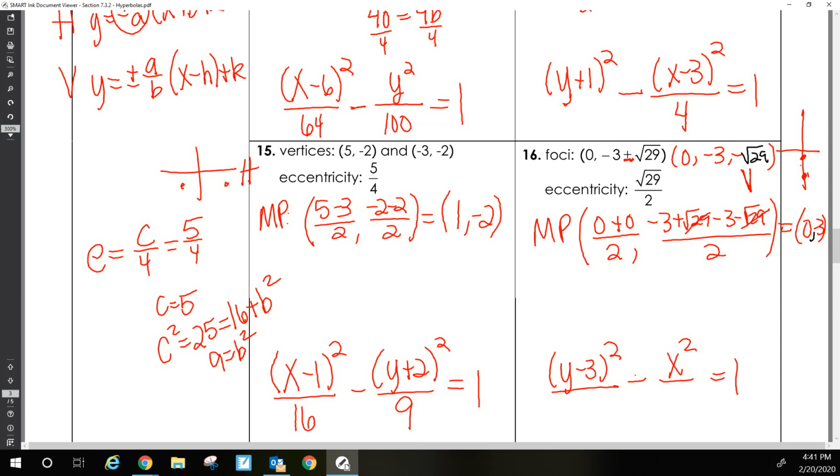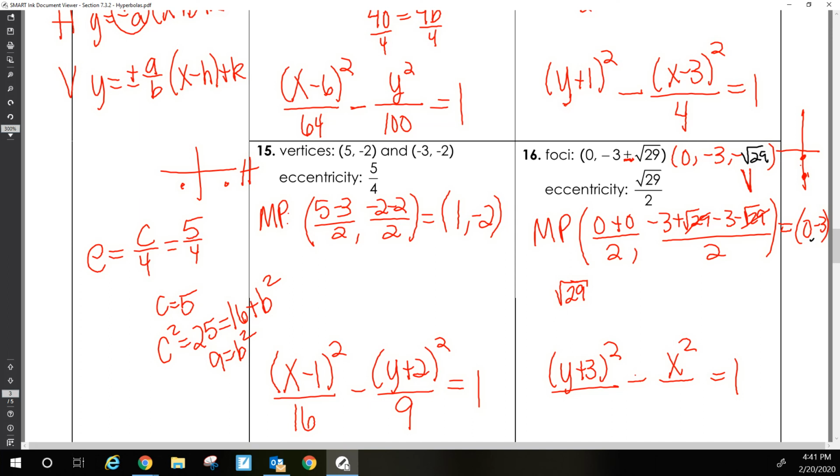All right, now, can we find c? You betcha. c is the distance between my center and my foci. I didn't even read my own handwriting. This is negative 3, which means this is (y minus a negative 3). So the distance between negative 3 and negative 3 plus square root 29 is just square root 29. That's my c value. All right, and we know my eccentricity is c over a.